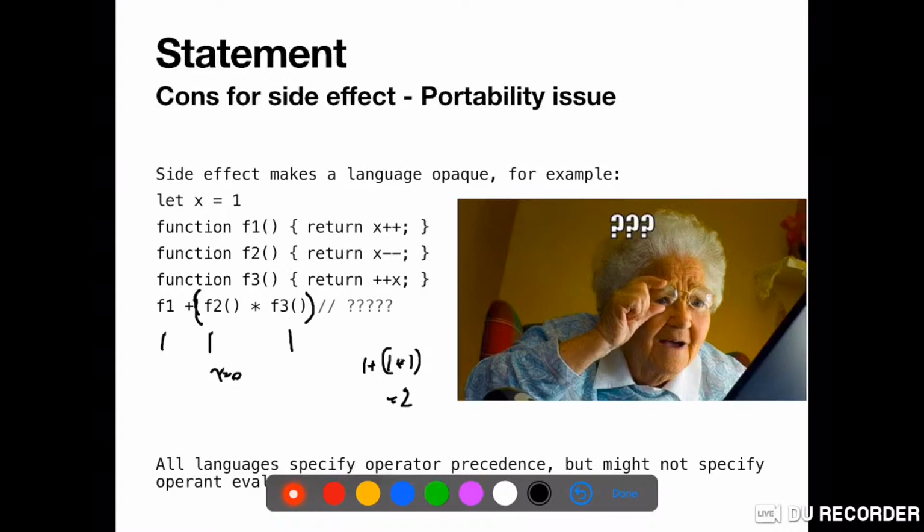But if it's evaluated from left to right and then respects operator order, then the result would be different. If we evaluate F1 first, x plus plus returns the value before, plus F2 returns the value before. Oh, I gave a bad example where they return the same value. Maybe I should let it be F2 or F1 here. Yeah. So I hope you get the point.